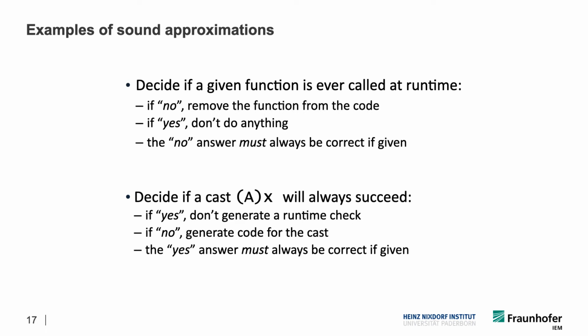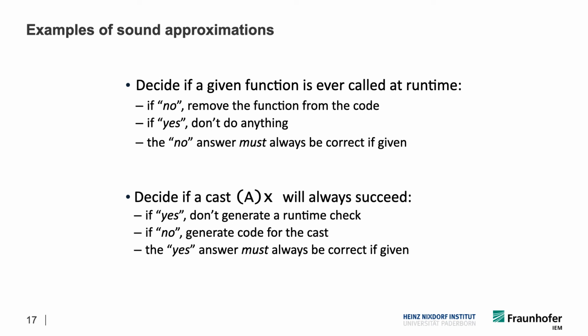And there are other examples of sound approximations. For instance, let's assume we want to decide if a given function is ever called at runtime. If the answer is no, then we would, for instance, be able to remove that function from the code. So it would essentially be dead code. And if it's yes, if it is called, then we wouldn't do anything. So that could be a use of a static analysis in a compiler optimization. But if we have that setting, then the no answer must always be correct if given. So we really must make sure that this is treated soundly.